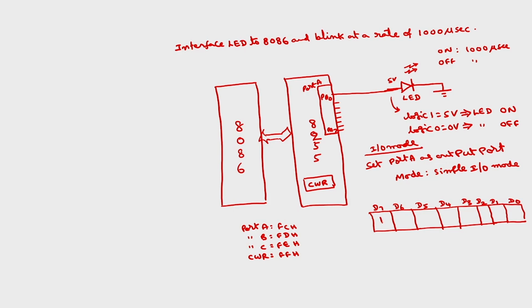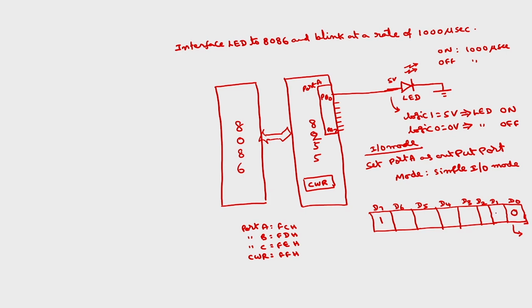So this D7 should be 1 for I/O mode. If it is bit set/reset mode, this will be 0. In this D0, this stands for port C lower, as I have discussed in the earlier slides. I am not using port C lower, so I can program this as either input mode or output mode. For the sake of simplicity, I am representing this as output mode.